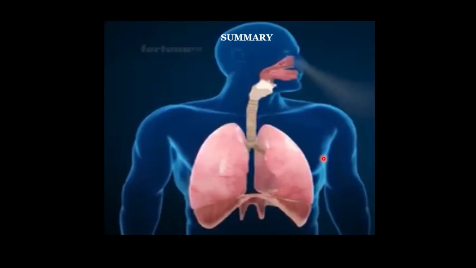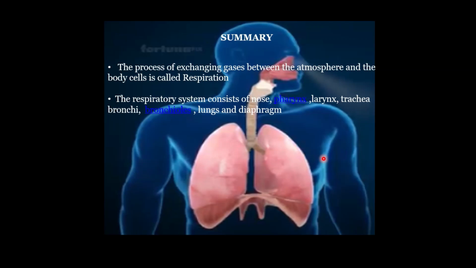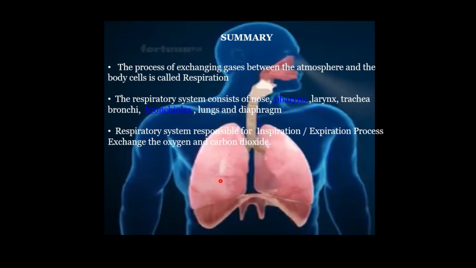A summary. The process of exchanging gases between the atmosphere and the body cells is called respiration. The respiration begins in the nose, continues into the pharynx and larynx, leads into the trachea and then to the bronchi, and finally down the bronchioles into the lungs. The respiratory system is responsible for the inspiration process, the expiration process, and the exchange of oxygen and carbon dioxide.